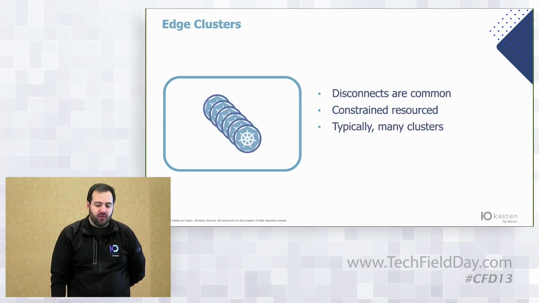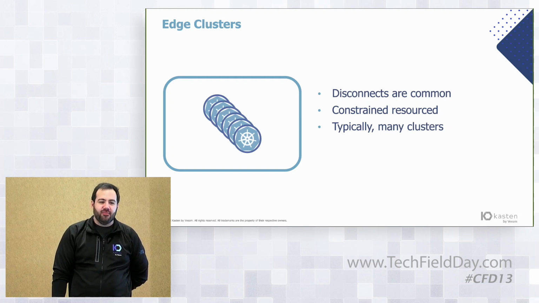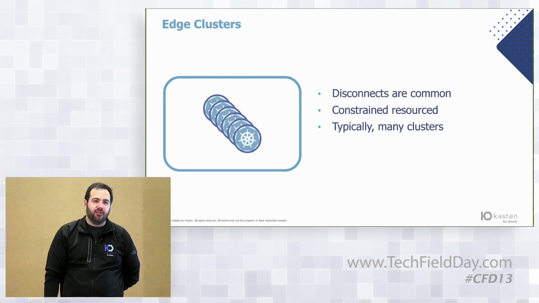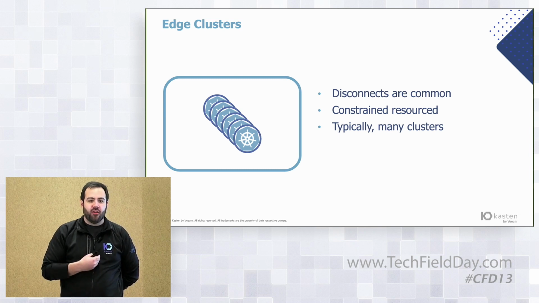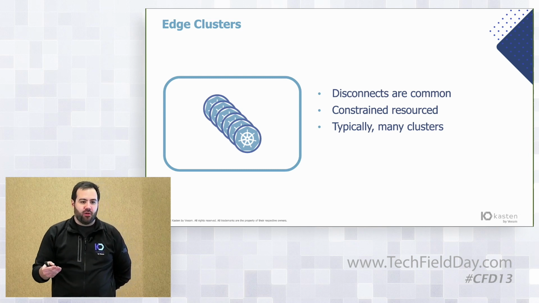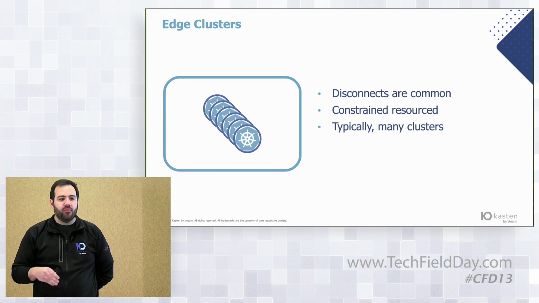We see many different kinds of edge clusters. One of my favorite ones is in retail, where people are deploying one cluster for each of their retail stores. And that's a pretty interesting model. There's other models where people just have a very distributed network, right? And they want to have clusters all over the place that are local to whatever region they're in.